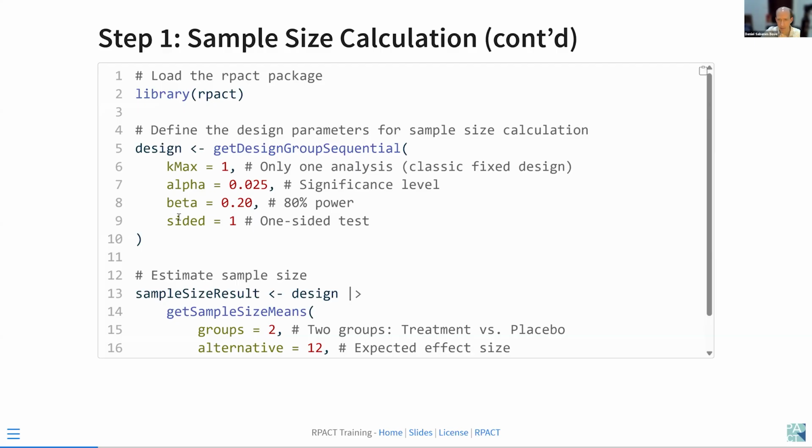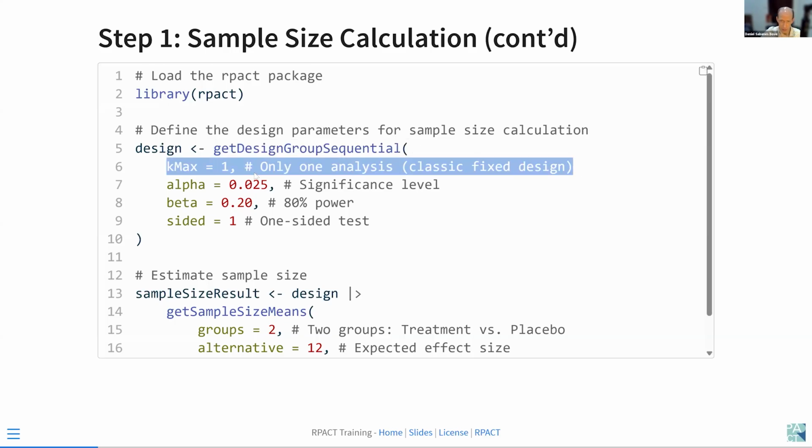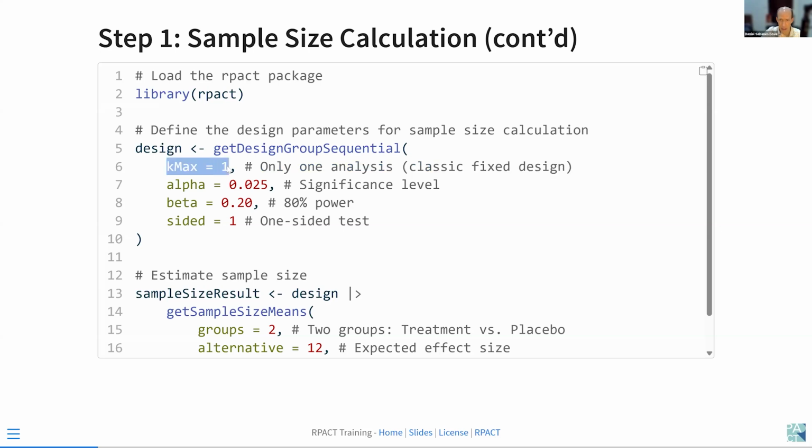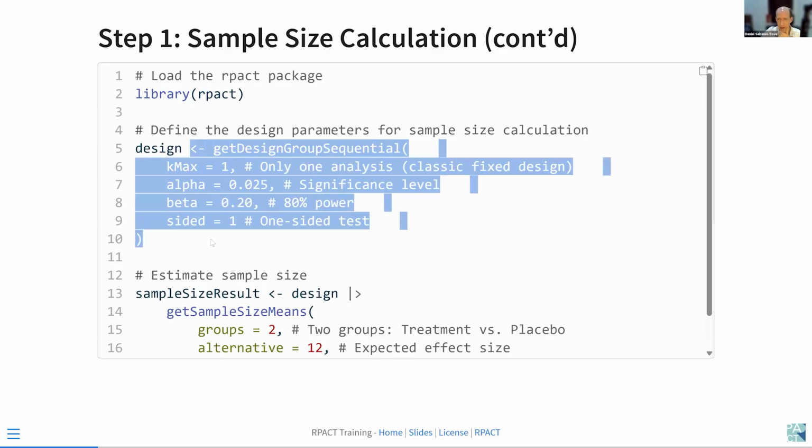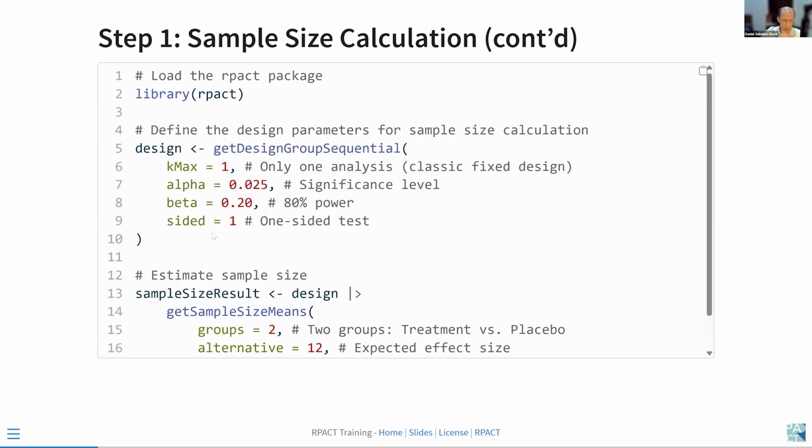So we start with the design. I'm actually calling here get design group sequential, but I only say one analysis here. So it basically reduces it back to a classical fixed sample design, because Kmax is the number of analyses. So just one analysis. Here I have my significance level. Here I have my 1 minus power, so my beta, my type 2 error, 20%. Then I say here one-sided test, so sided equal 1. Okay, so that's the basic configuration of my trial design here.